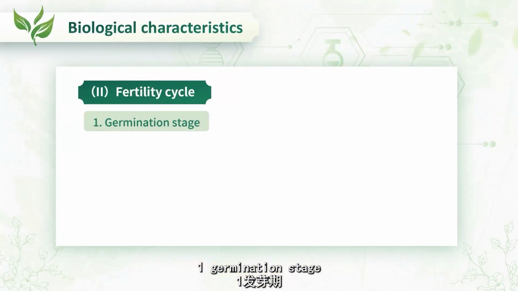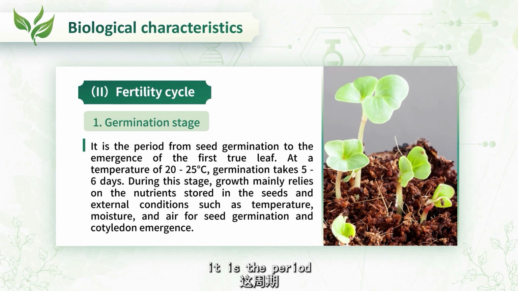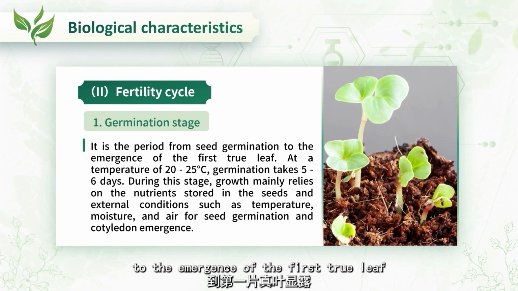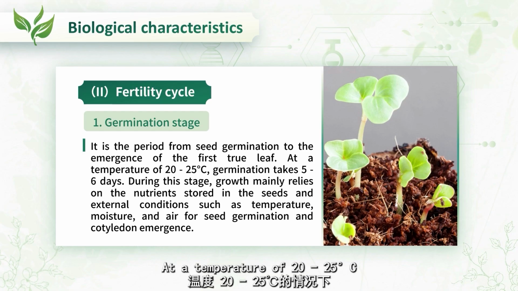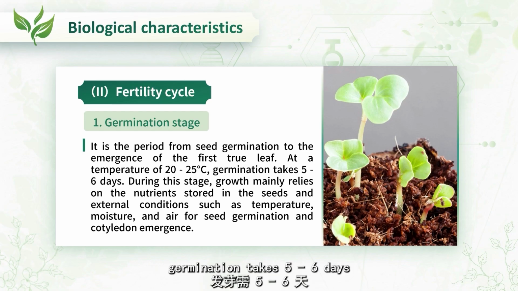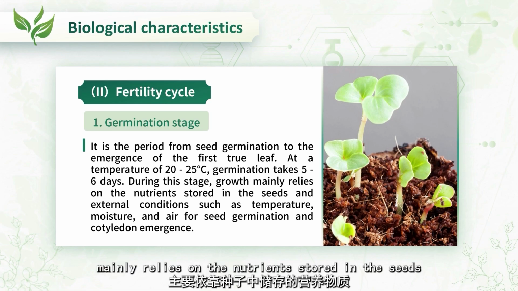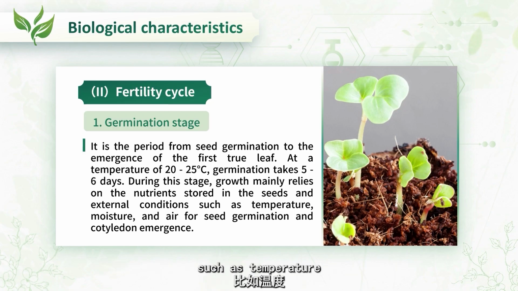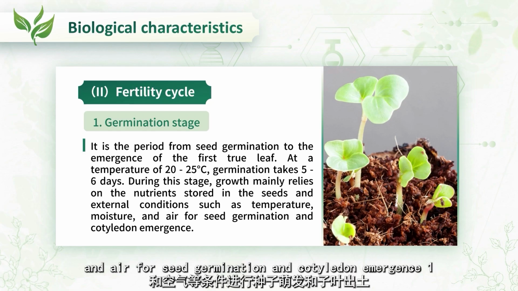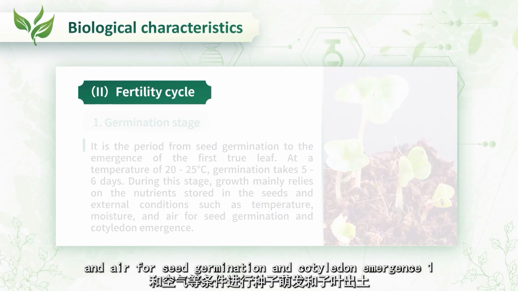1. Germination stage. It is the period from seed germination to the emergence of the first true leaf. At a temperature of 20-25 degrees Celsius, germination takes 5-6 days. During this stage, growth mainly relies on the nutrients stored in the seeds and external conditions such as temperature, moisture, and air for seed germination and cotyledon emergence.